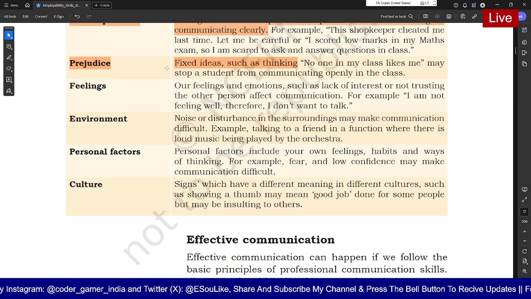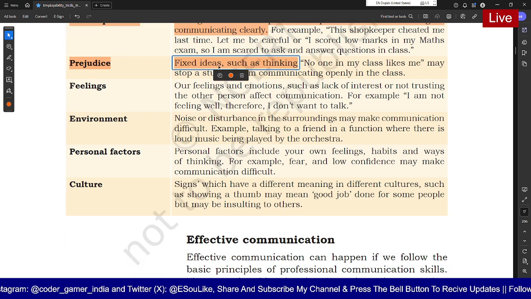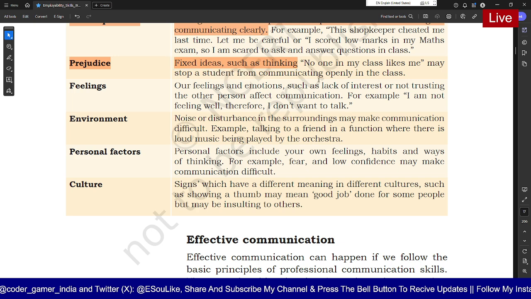Next, prejudice. Fixed ideas such as thinking no one in my class likes me may stop a student from communicating in the class. For example, any new student joining your class might find it uncomfortable to talk because he or she is unknown to the school. But after a few days, you will see that it becomes clear to them.